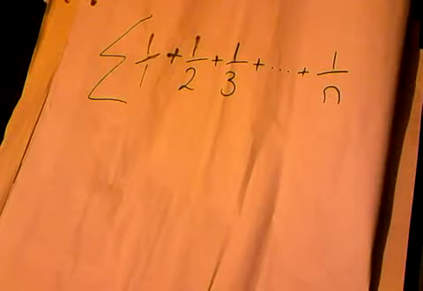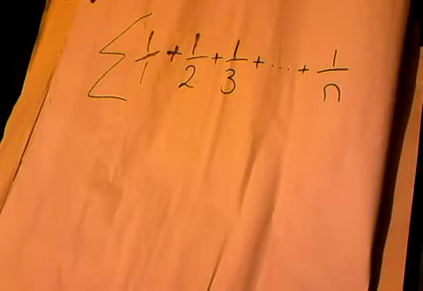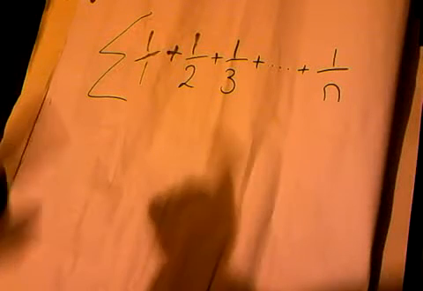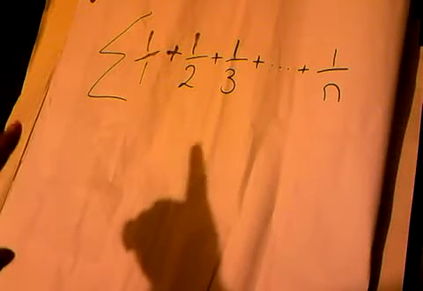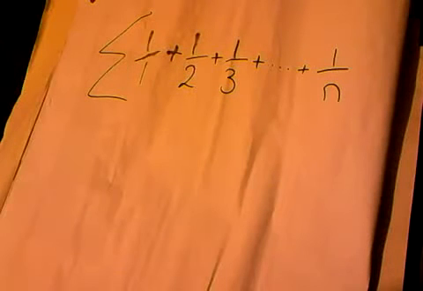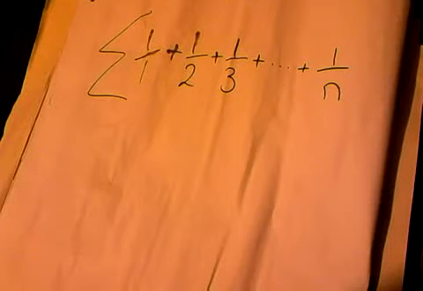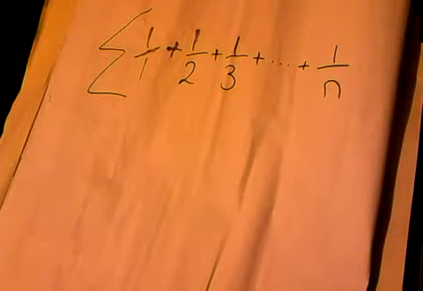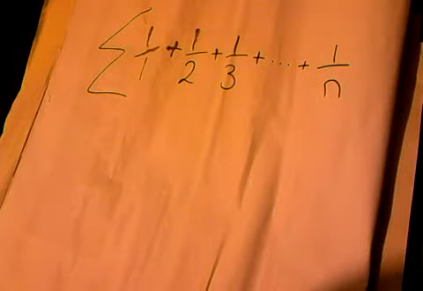Okay, every so often I like to play around with maths, and I came across this series: 1 over 1 plus 1 over 2 plus 1 over 3 all the way up to 1 over n, and I wanted to figure out something about the sum of it all. Apparently it's known as the harmonic series. So one of the questions that came into my head was this.